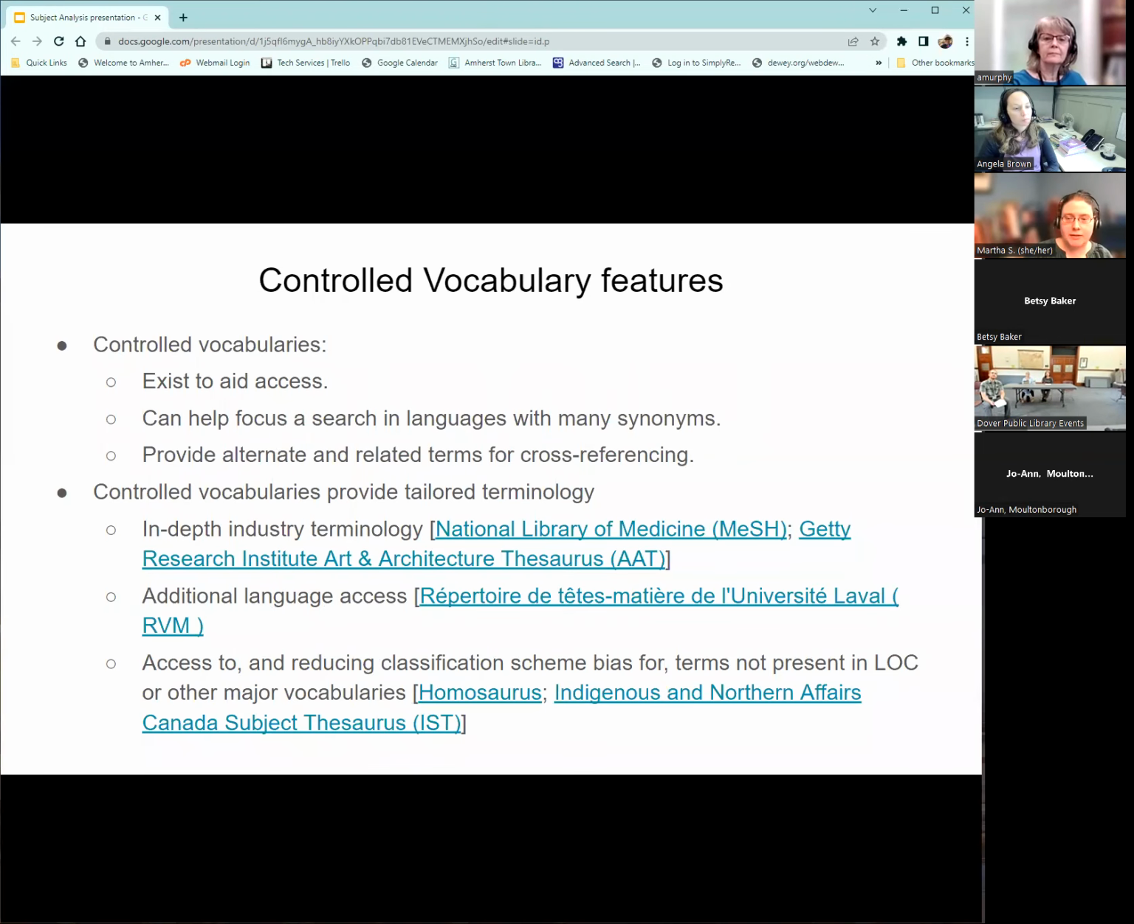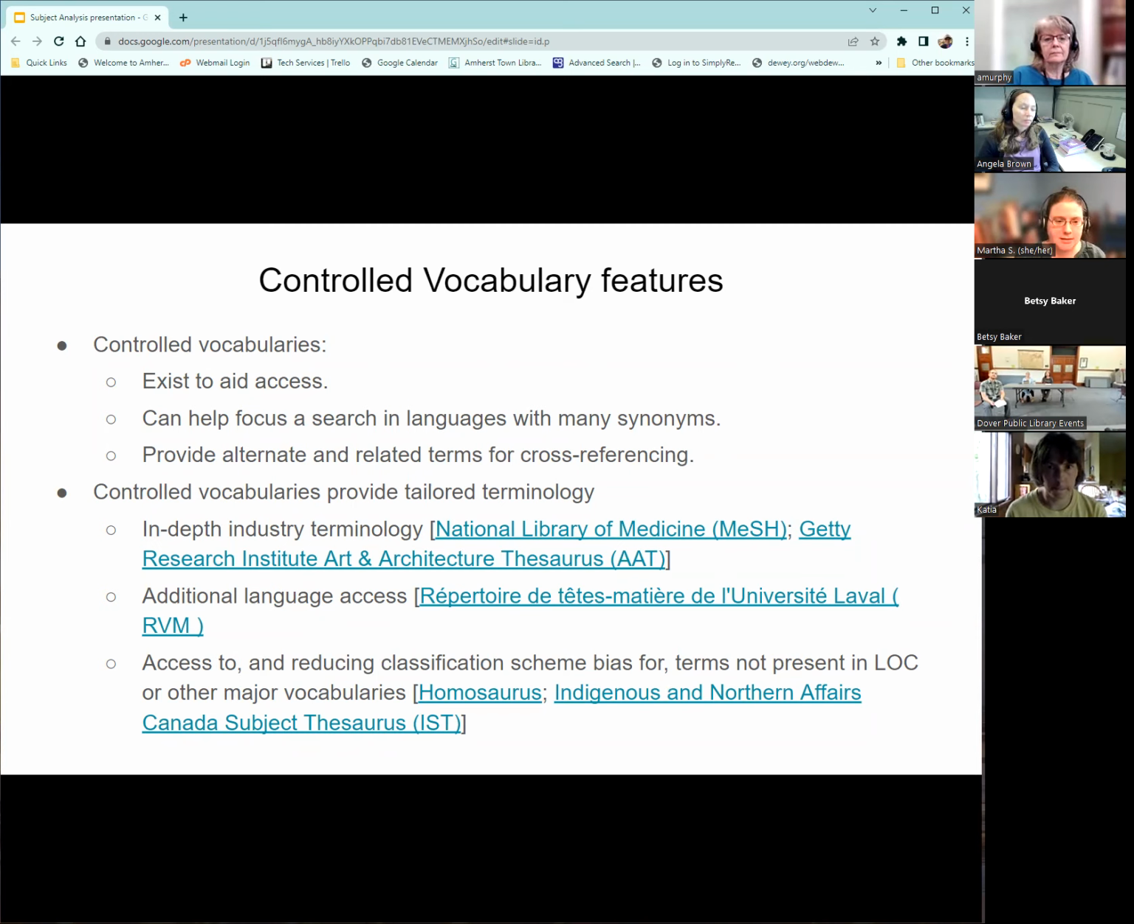So controlled vocabularies, as we said, exist to aid access, and they aim to select a standard term, if you will, with which to provide an access point for item discovery. And this maintains consistency across records that share the same topics. Otherwise, there could be several terms that are similar about a single topic, and you wouldn't retrieve all of the results.